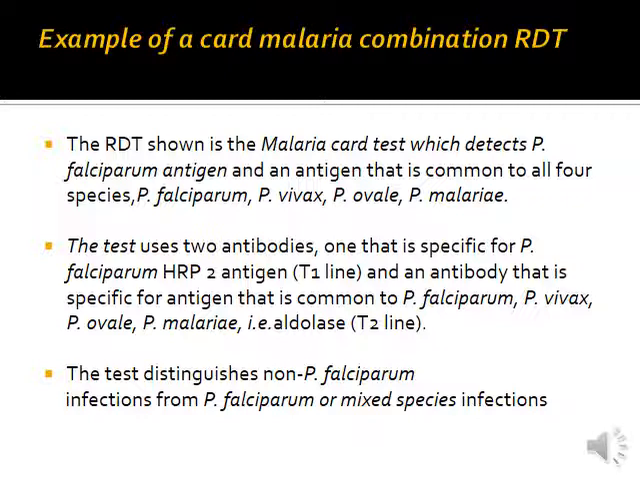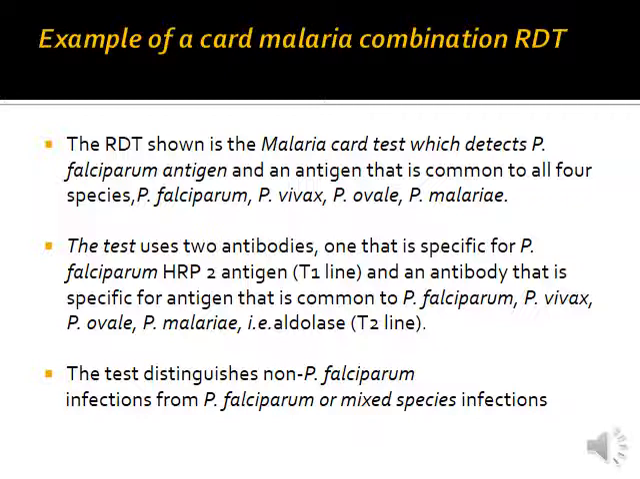The test uses two antibodies, one that is specific for Plasmodium falciparum, and that is histidine-rich protein 2, and this is captured on line T1, and an antibody that is specific for antigen that is common to Plasmodium falciparum, Plasmodium vivax, Plasmodium ovale, and malariae, and that is antibody against aldolase, and this is coated on line T2.